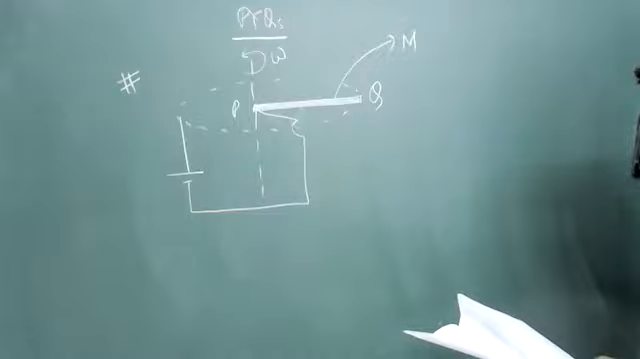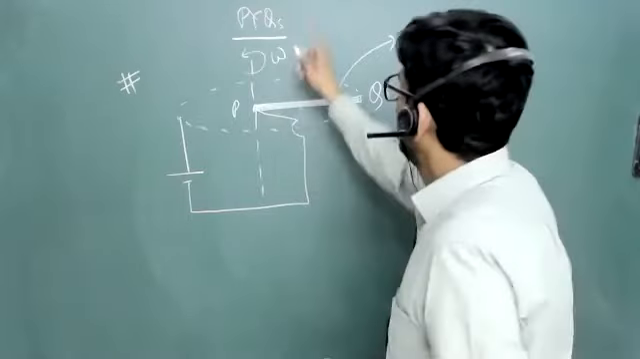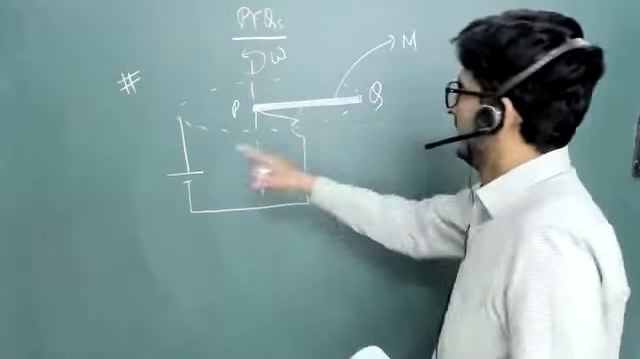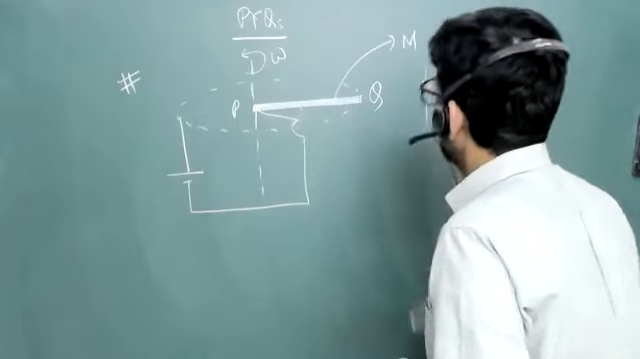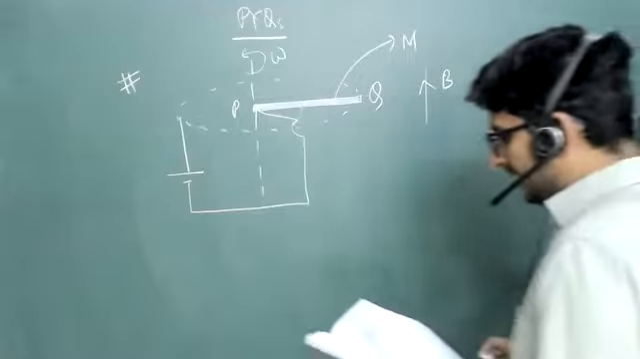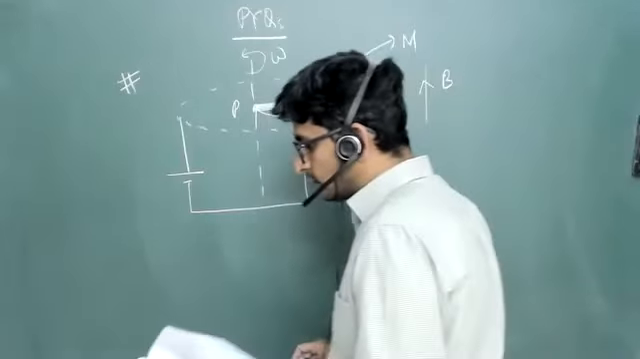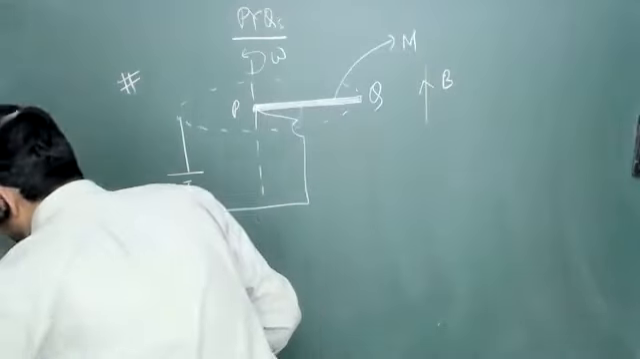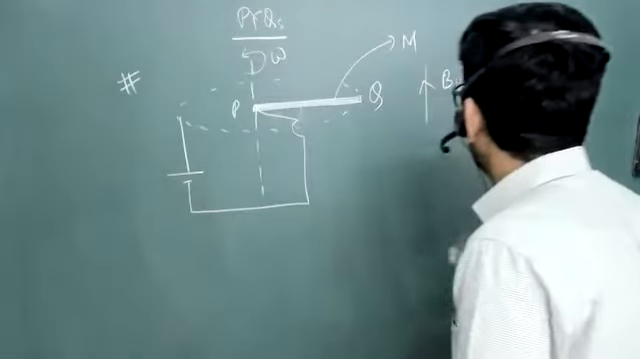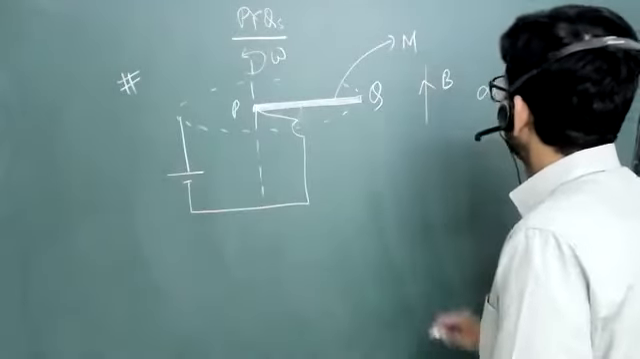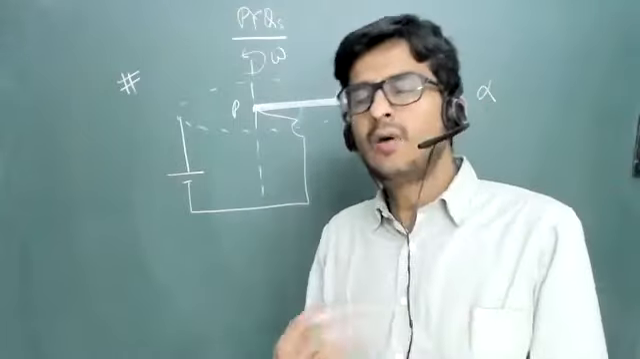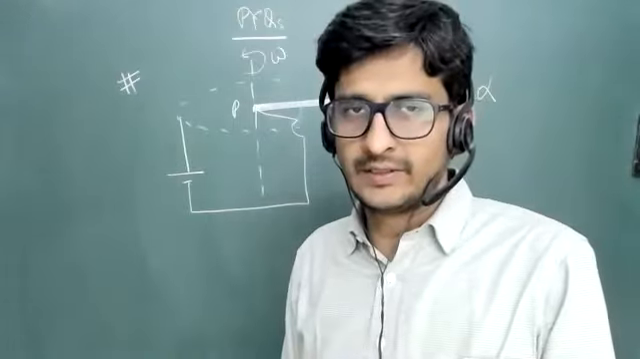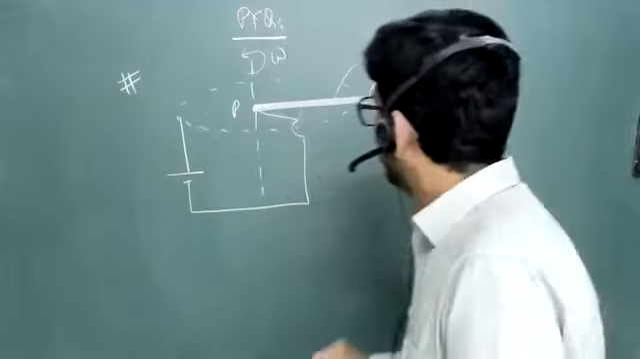They want to ask that the magnetic field is perpendicular to this plane. This is the plane and a magnetic field B is perpendicular to the plane. And they want to ask, if the current is switched off, then what will be the angular acceleration alpha? So how can I calculate the angular acceleration? So please understand this question.